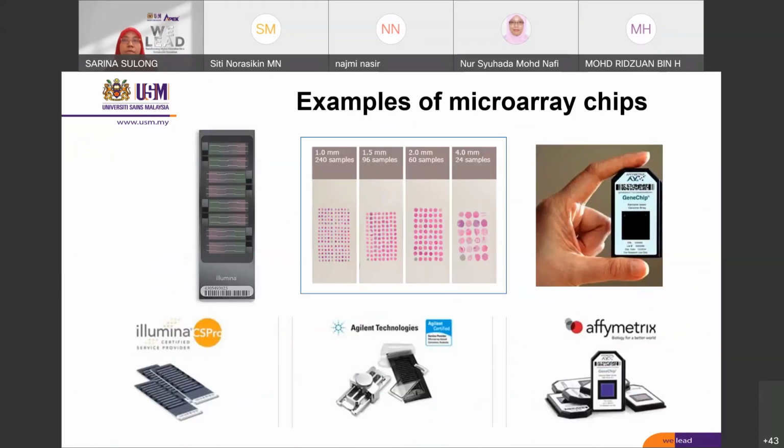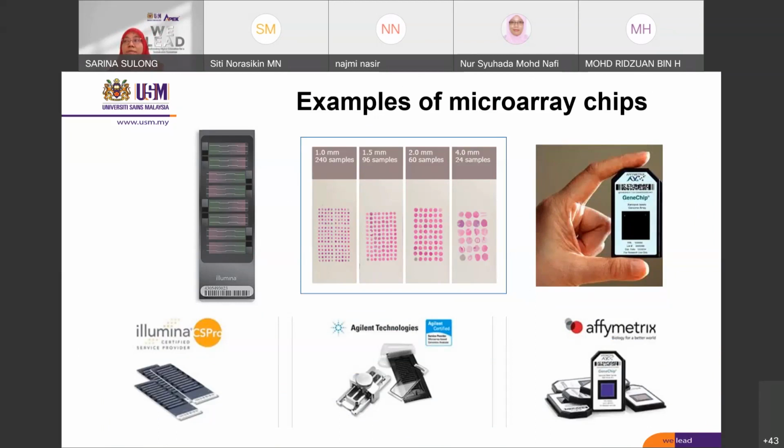Okay, so this slide shows examples of microarray chips which are available from different manufacturers such as Agilent, Illumina, and also Thermo Fisher, previously known as Affymetrix. The technology to produce the array is different, as I did mention in my previous slide. So we have three different kinds of technology, and the sample format is also different.